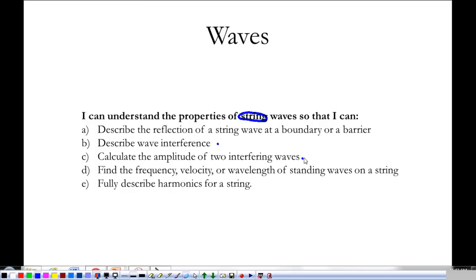We're going to find the frequency, velocity, or wavelength of a standing wave on a string, and we're going to talk about harmonics for a string. That has more to do with standing waves too.